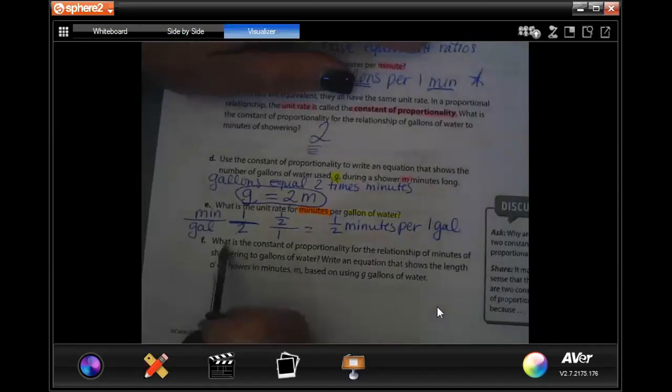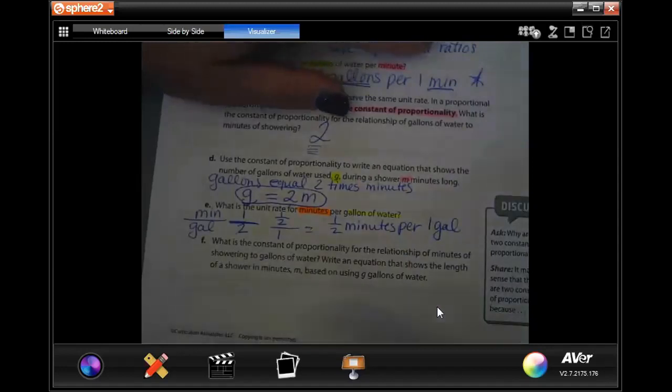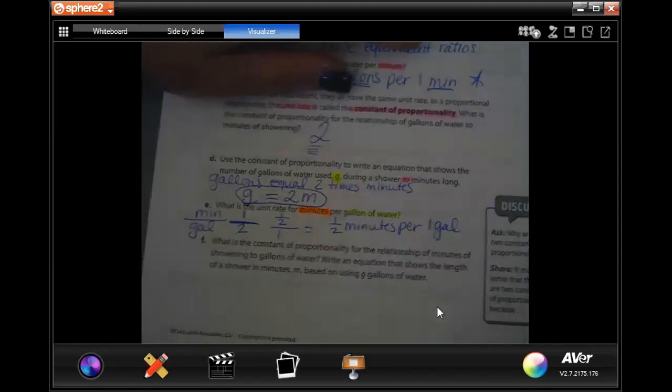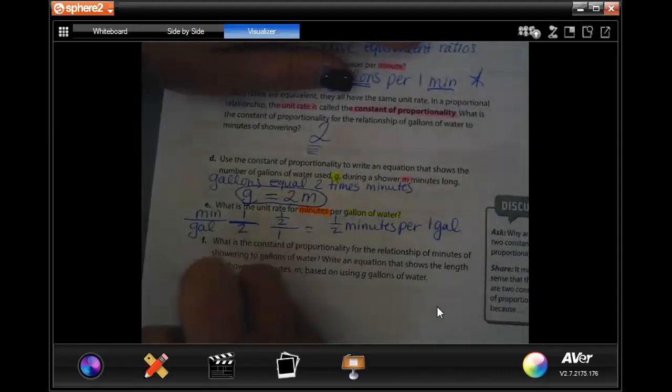F, what is the constant of proportionality? That should be a no-brainer, you guys, because I told you the constant is the unit rate. We just found our unit rate. So our constant is 1/2.